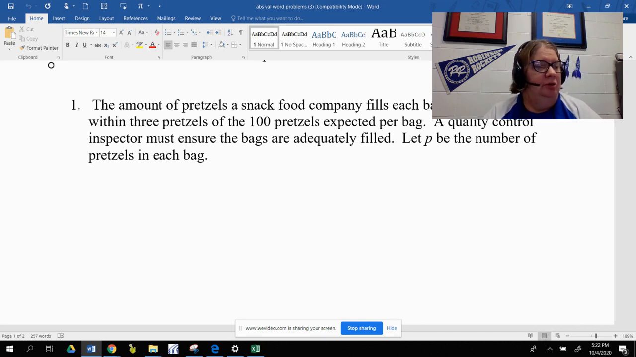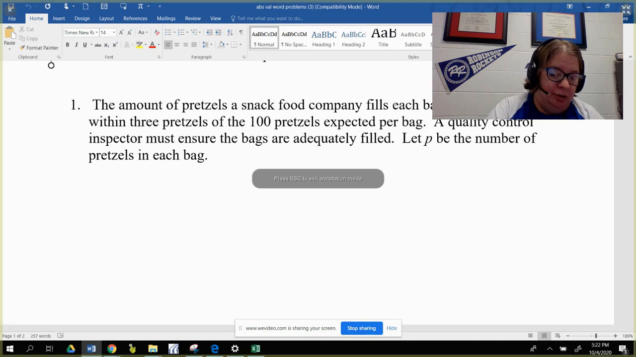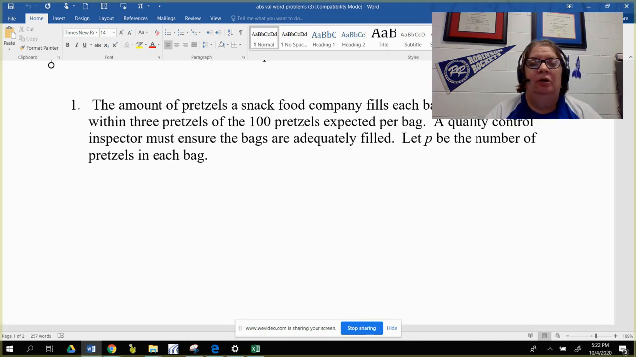If you're the customer and you're supposed to have 100 and you're paying for 100 pretzels, you don't want to get a bag with 50 or 20 or even 80. If you get 98, you might be all right with that. Or if you get 102, you got a bonus, right?